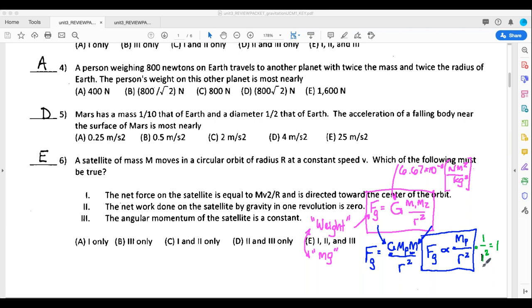The mass of the planet, they told us in question number four, is twice the mass. So if I do this again, I get two, but it also has twice the radius, so two over two squared. Well, that's two over four, or one half. So the force of gravity on this new planet is going to be half of what it is on Earth. So if I weigh 800 newtons on Earth, I'm going to weigh 400 newtons on this other planet. And that's how you would approach a question like that.